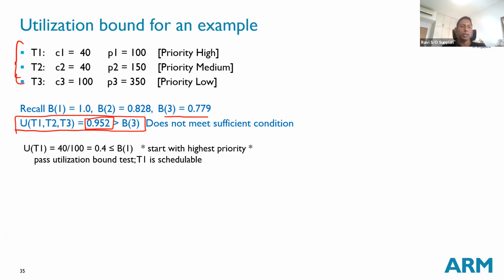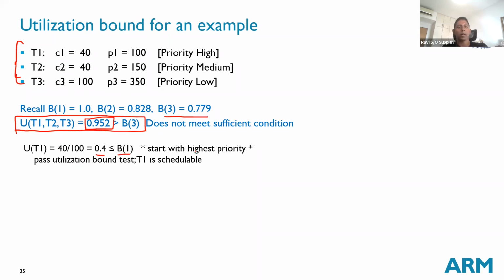Now let's look at it step by step. Let's assume that now I only have task 1. If I only have task 1, and I compute my utilization and compare it against the bound, there is no problem. My utilization is less than the bound.